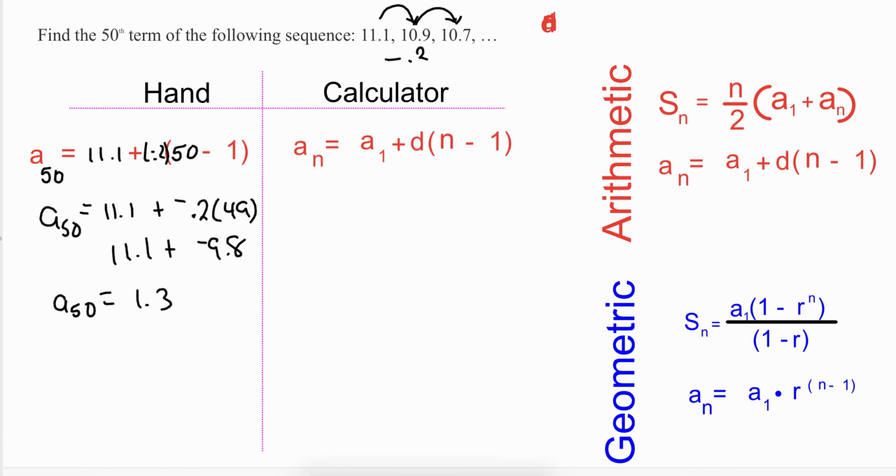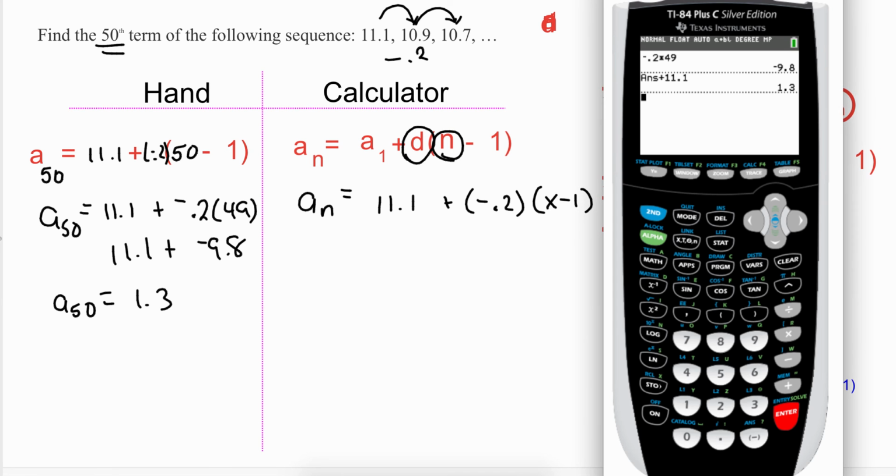Well, we're still going to have to generate a sequence. Now here we're not going to tell it to find the 50th term because it's a calculator. It's going to find any term it wants. To find the 50th term, we start with the first term, which is 11.1. We would still have had to figure out our difference, which is -0.2. And we're not worried about n, so it's going to be x minus 1 when we put it on the calculator.